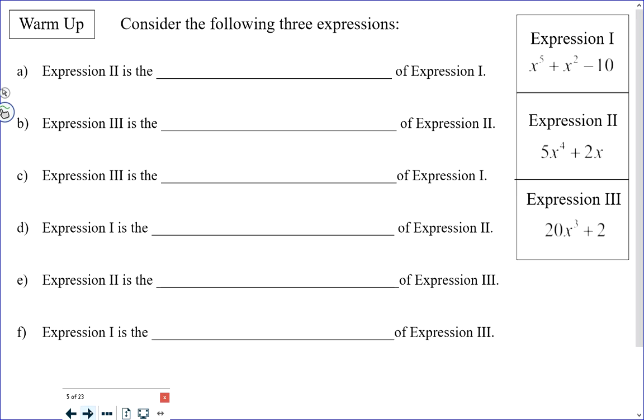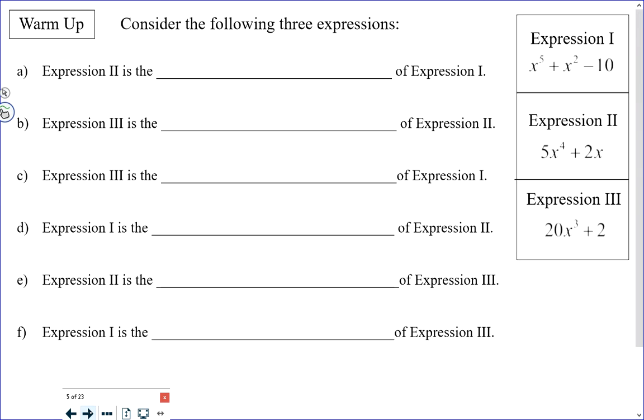I've got 3 different expressions. Expression 1 is x to the 5 plus x squared minus 10. Expression 2 is 5x to the 4 plus 2x. And expression 3 is 20x cubed plus 2. I hope it isn't lost on you that if you take expression 1 and you differentiate it, you get expression 2. The derivative of x to the 5 is 5x to the 4. The derivative of x squared is 2x. The derivative of negative 10 is 0. And it probably should not be lost on you that if you differentiate expression 2, you get expression 3.